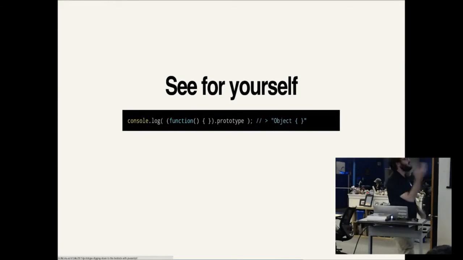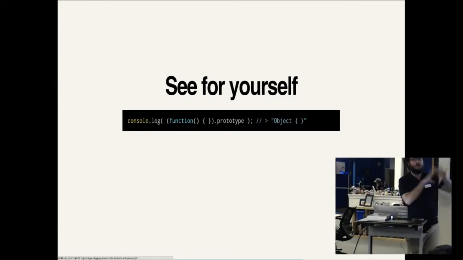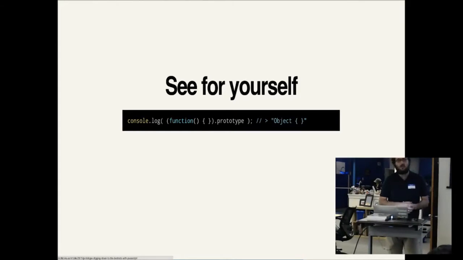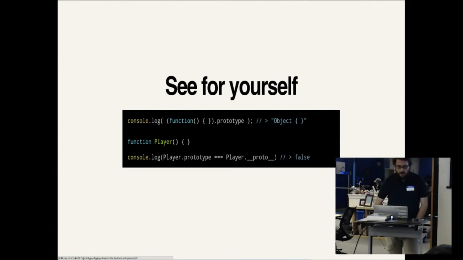So okay, you can see for yourself, if you make a brand new function and try to access its prototype, it will return an empty object. So it's there. When you make a new function, it will have this prototype object. And then you can also see, if we make a player function and check whether the prototype object on the function is equal to its prototype, it will return false. They are different things.